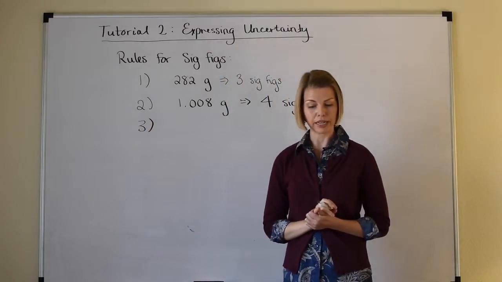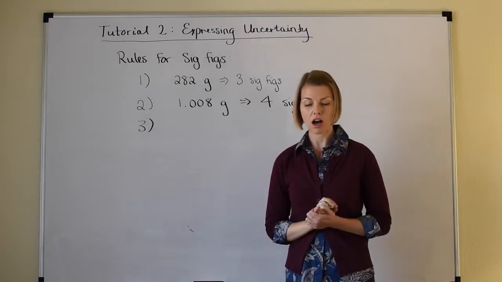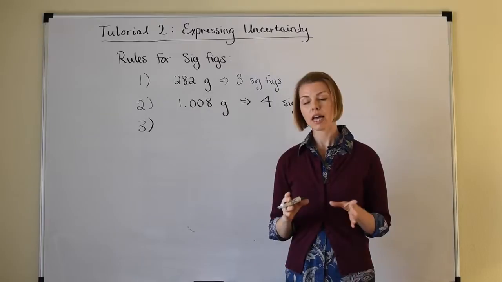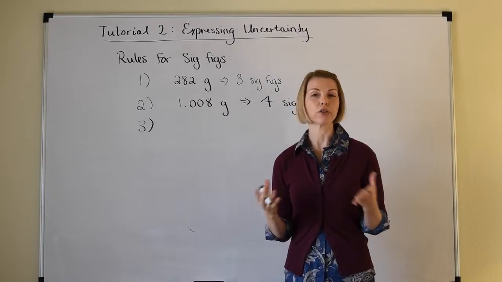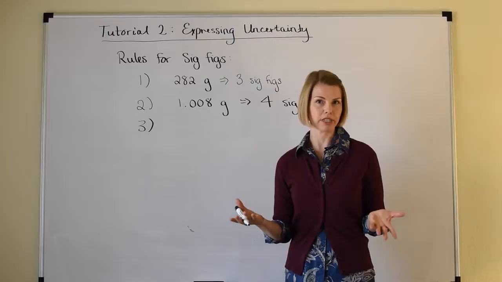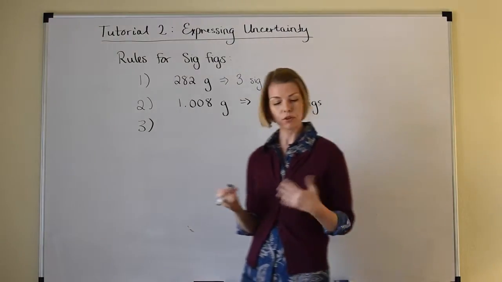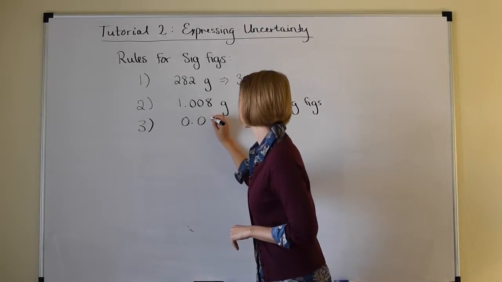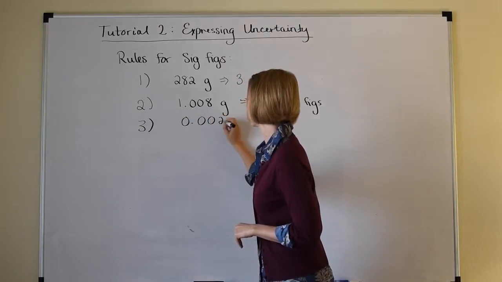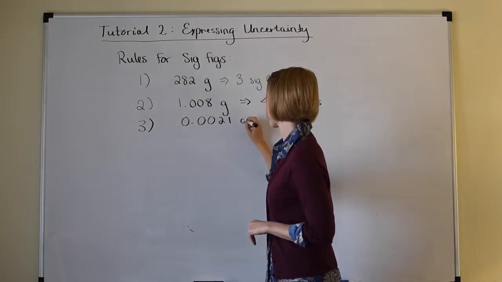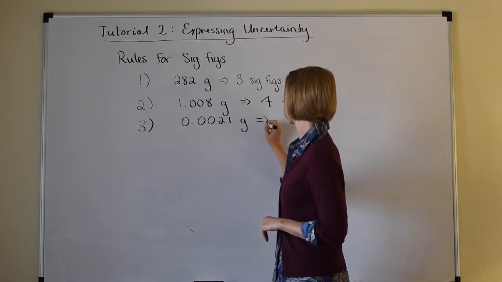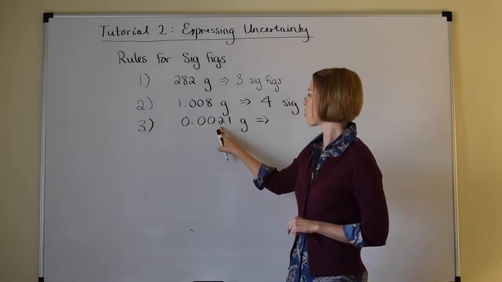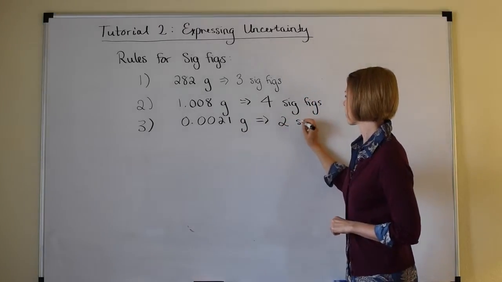All right, rule number 3. Zeros to the left of a non-zero digit are not significant. They're actually just placeholders depending upon what unit it is that you have chosen to use to represent that measurement. Okay, so if you have a number like 0.0021 grams, these leading zeros are not significant. So we would just count 1, 2, so it would be 2 sig figs.